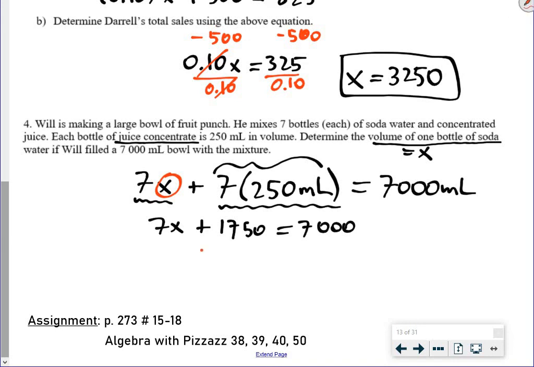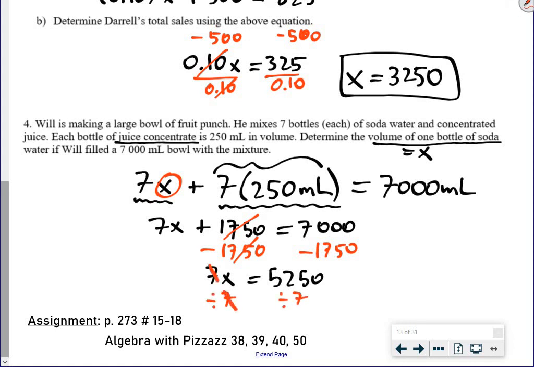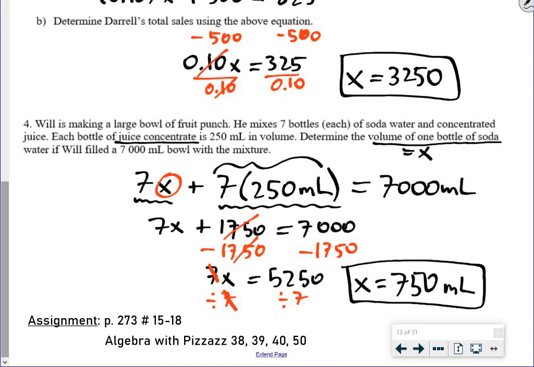And now just get x on its own. Subtract 1750 from both sides. 7x remains on the left. 7,000 minus 1750 is 5250. And to get rid of the 7, you just divide both sides by 7. 7 divided by itself on the left is 1. So we have x remaining. And 5250 divided by 7 should be 750. So 750 mils. So 1 bottle of soda is 750 mils.